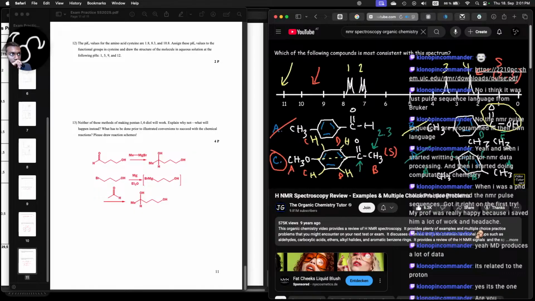Now, a methyl group directly attached to an oxygen should have a signal between 3 to 4. And since there are no adjacent hydrogens next to it, it's going to be a singlet, and that's what we have here. So this corresponds to the methoxy. And so, clearly we see answer choice C is the right answer.